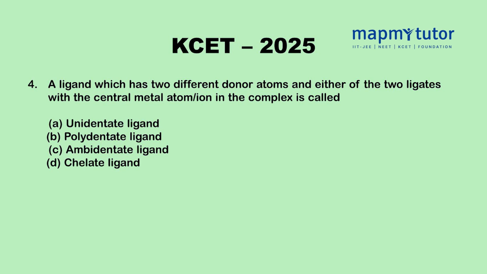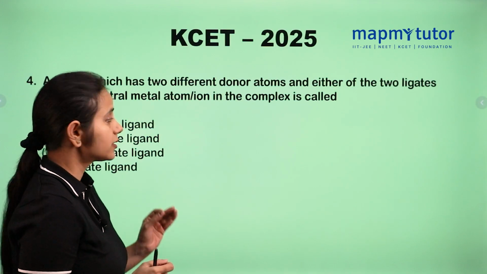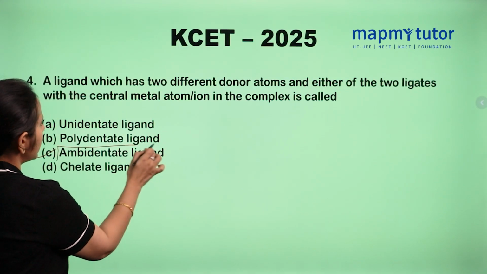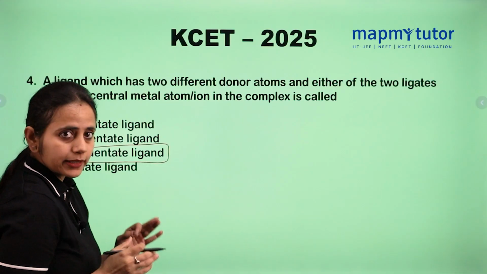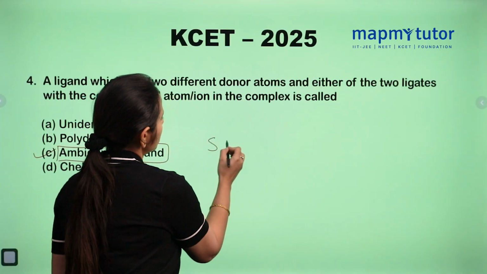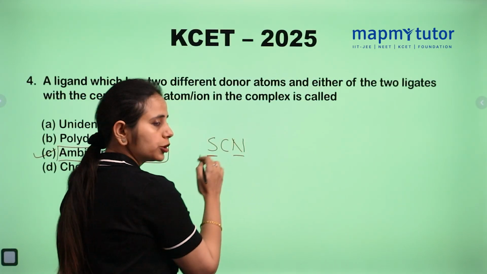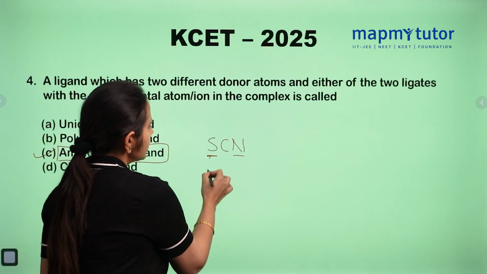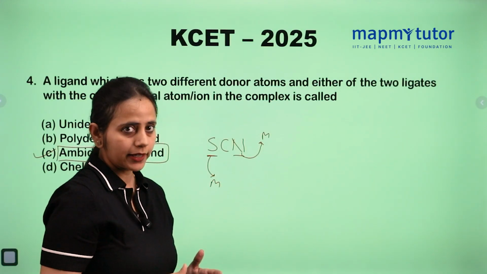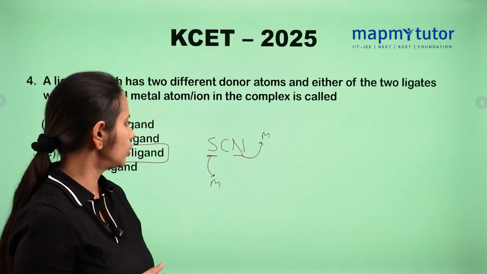A ligand which has two different donor atoms, and either of the two ligates with the central metal atom or ion in the complex, is called, this is very important, an ambidentate ligand. See, here it is in option C, ambidentate ligand. What is this? An ambidentate ligand is a ligand which contains two donor atoms, such as in the example SCN, where sulfur and nitrogen are both donor atoms, but at a time either sulfur can link to the metal atom or nitrogen can link to the metal atom. Such types of ligands are known as ambidentate ligands.